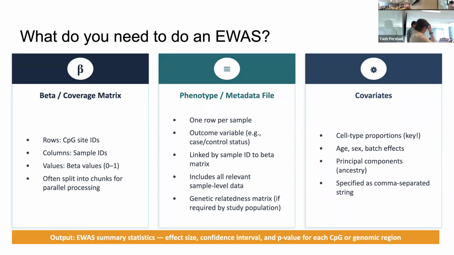You'll have a sample ID that's shared with the columns of the beta matrix, and then you'll have the sample-level data that you want to adjust for. I did not use a genetic relatedness matrix, but it's really relevant depending on your question and your population, so we wanted to talk about that.